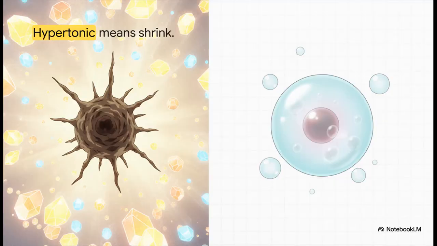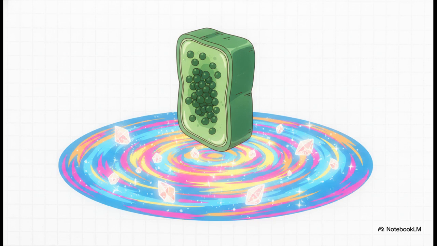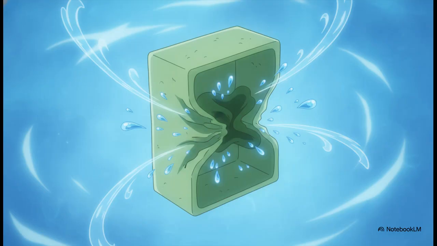An easy way to lock this into your memory is this great visual trick. Hypertonic has an R, which makes the cell shrink. Hypotonic has an O, which means it gets perfectly round and swollen. Works every time. Let's animate this concept mentally with a really fascinating process called plasmolysis. Imagine taking one of those rigid plant cells we talked about earlier and dropping it directly into a very salty, hypertonic pool. What happens next is incredible.